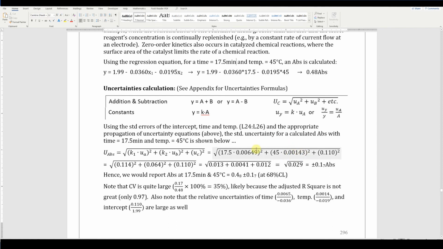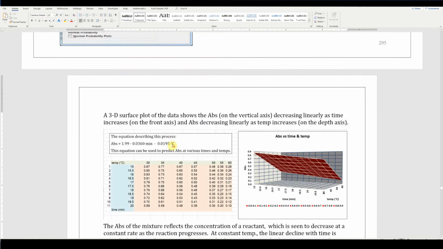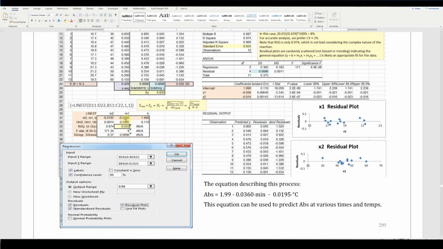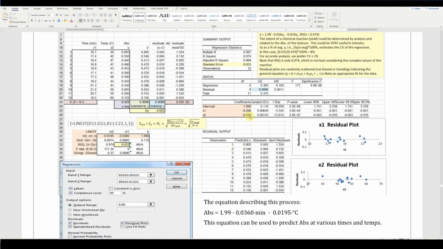And where do these uncertainties come from? They come from Excel via LINEST or the Regression Toolpak. Let's take a look at these two uncertainties, 0.0065 and 0.00143. So here in LINEST, 0.0065 is the uncertainty of the time coefficient, and 0.0014 is the uncertainty of the temperature coefficient. Likewise, you see it here in the Analysis Toolpak. 0.0065 is the uncertainty of the time coefficient, and 0.0014 is the uncertainty of the temperature coefficient. And here 0.1 is the uncertainty of the intercept value.